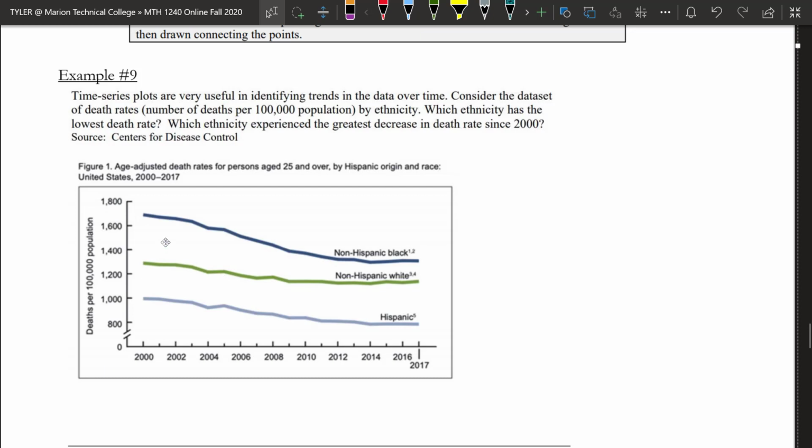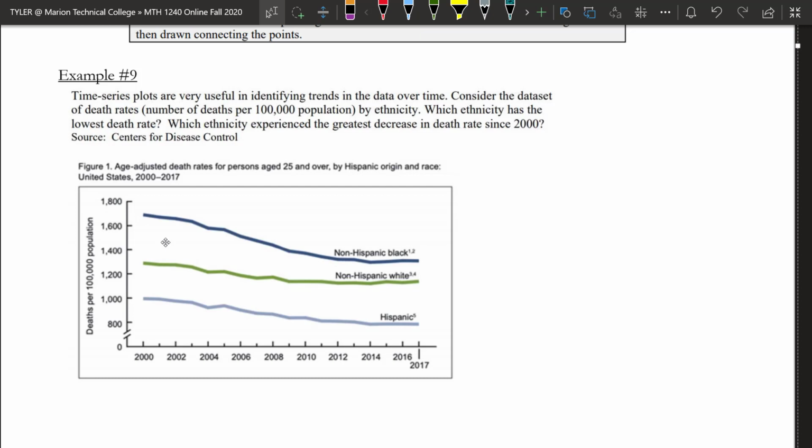Right, so looking at this, there's not going to be the same number of people in the non-Hispanic black group, the non-Hispanic white group, and the Hispanic group. So we want to put them in common terms, so we're putting them as deaths per 100,000 in the population and plotting those over time, and you can see the trends.